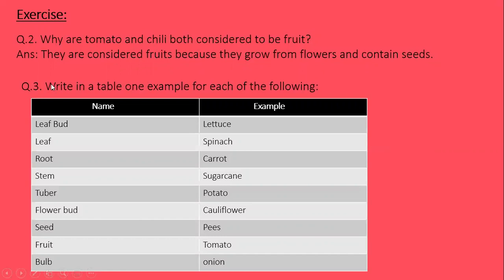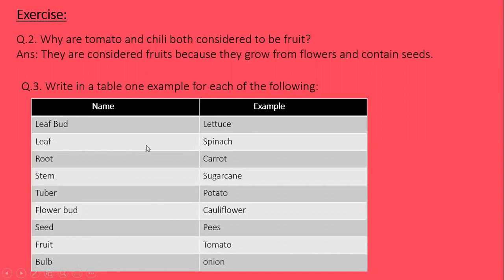Okay. Now question number 3, write in a table one example for each of the following. You have to draw a table like this in your notebooks. They are asking the example of these parts of the plants: leaf bud, leaf, root, stem, tuber, flower bud, seed, fruit, and bulb. So let's see what is the example of leaf bud. Remember when we were studying, I told you leaf bud is lettuce. In your book, it is given there. The example of leaf bud is lettuce.